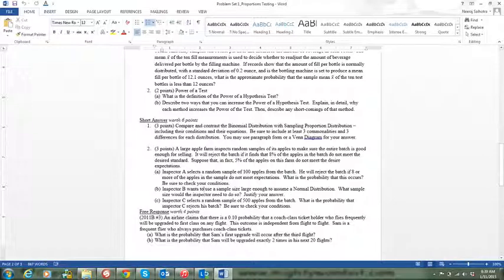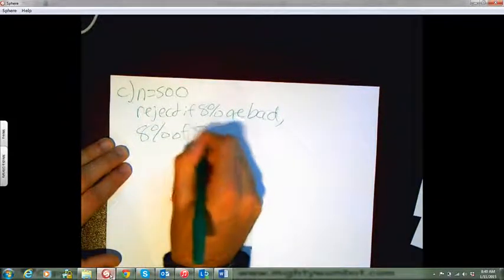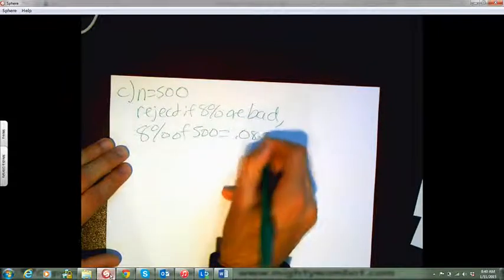Let's look at part C. It says Inspector C selects a random sample of 500 apples. What's the probability that he rejects the batch? Be sure to check the conditions. So N equals 500. We reject if 8% are bad. 8% of 500 equals 0.08 times 500, which equals 40. So we want to reject if 8% are bad, in other words, if we find 40 or more that are bad.